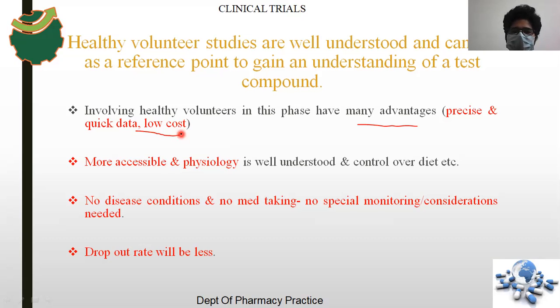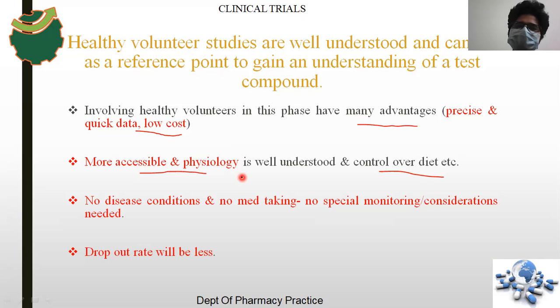Next, more accessible and physiology is well understood. Why are we saying more accessible, physiology well understood, and control? Here, we already know the physiology of a healthy person, as with the increase in technology and knowledge we can understand. Once you take food, how it is going to digest, how your immune system is going to work. We already know all these things, right?